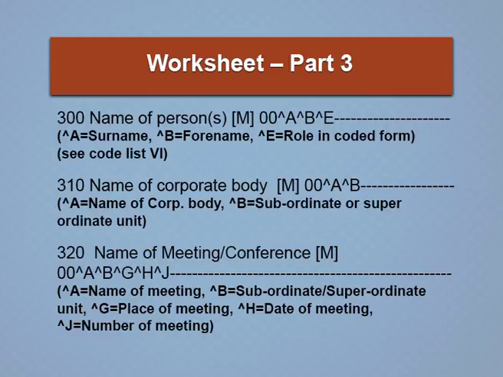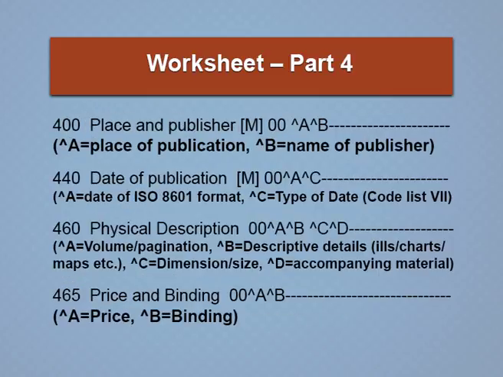Another 3xx field is 320, name of the meeting or conferences, and interestingly it has altogether 5 subfields: A for name of the meeting, B subordinate or superordinate unit, G is the place of meeting, H is date of meeting and J is the number of meeting. We have to enter all this into the 320 field if we are cataloging a conference proceedings, a symposia, a workshop volume or a seminar volume.